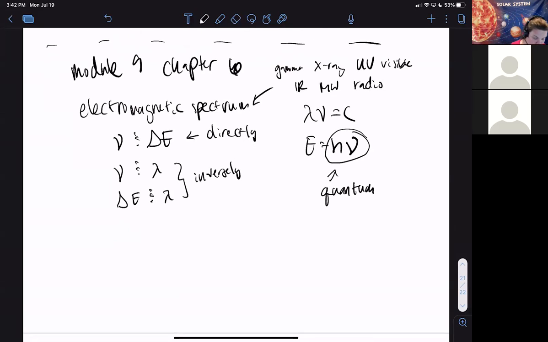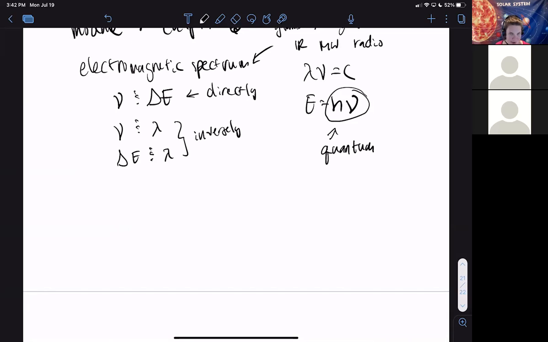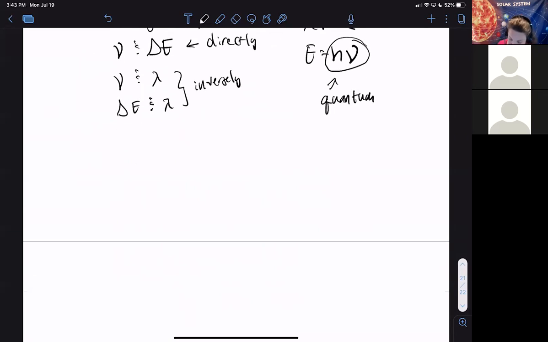You should know the three observations that led to the understanding of quantum mechanics. So specifically, black body radiation.